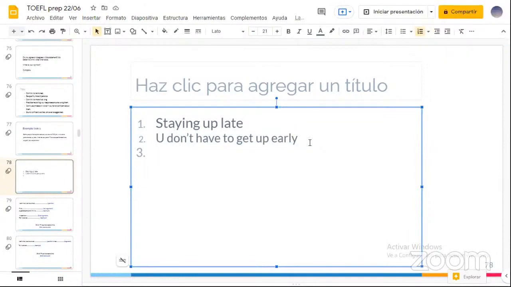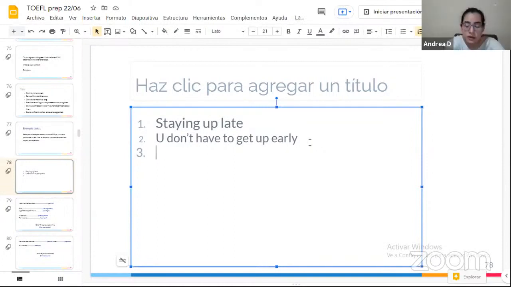Maybe you could be more productive at night. Okay. Perfect. So that's right. You can be more productive at night and you don't have to get up early. So great. I like them both. And what I like about them is that they're different.